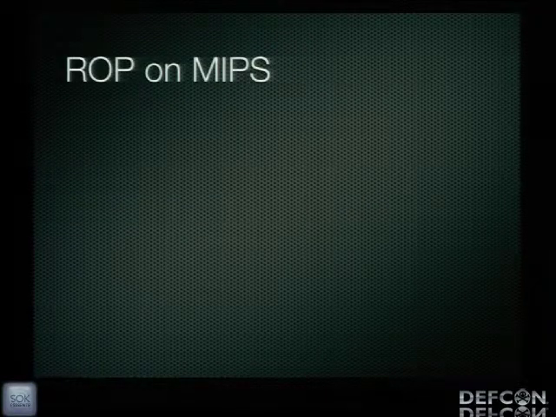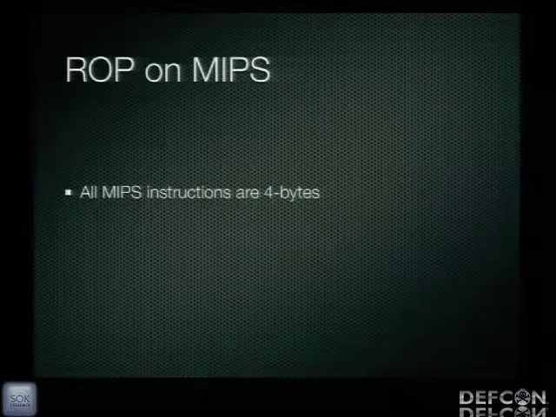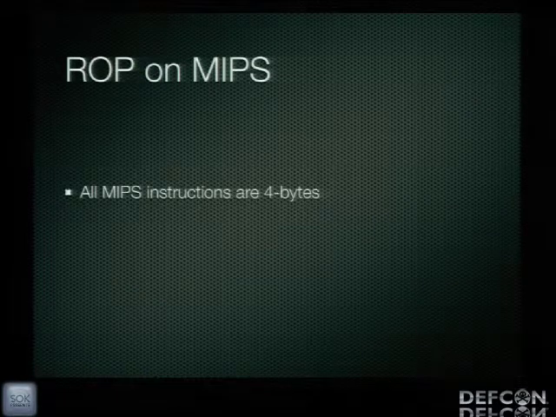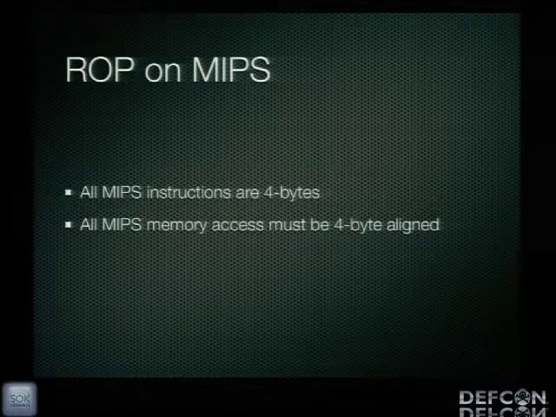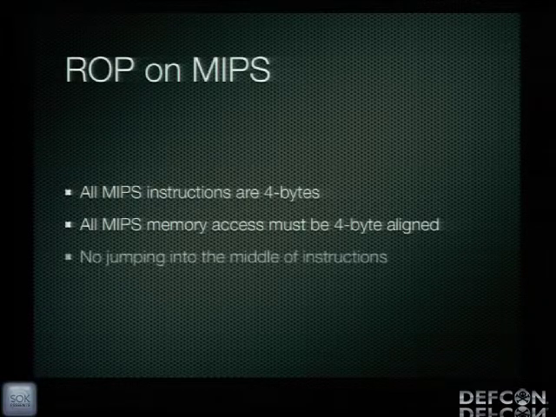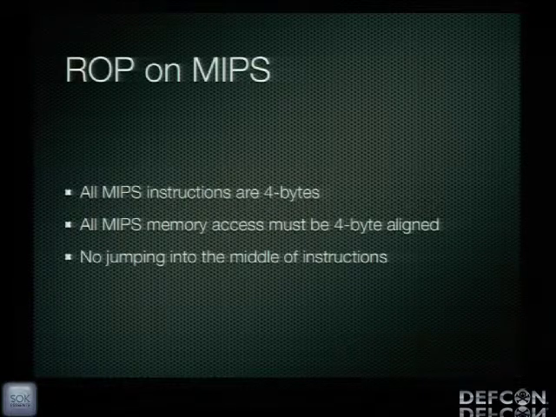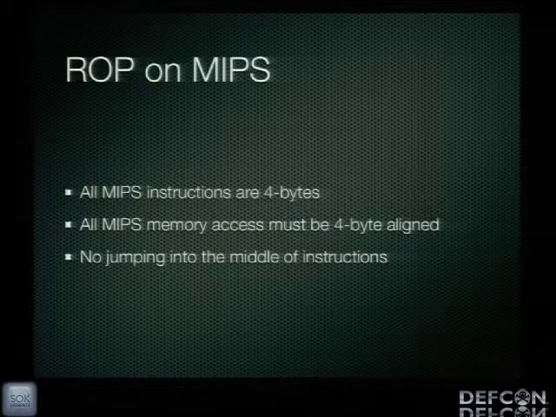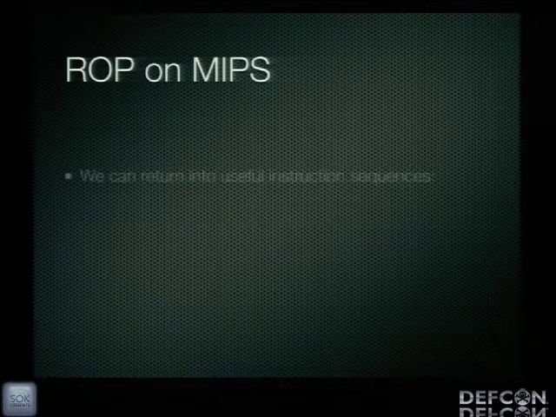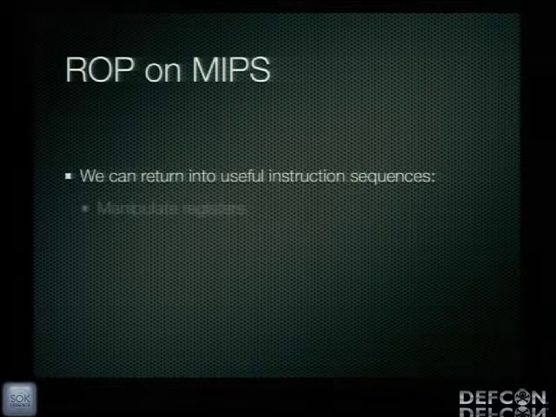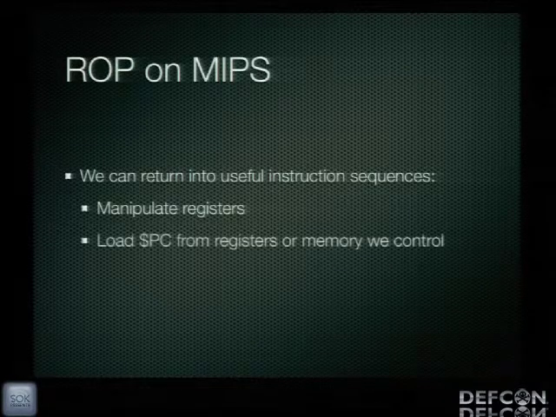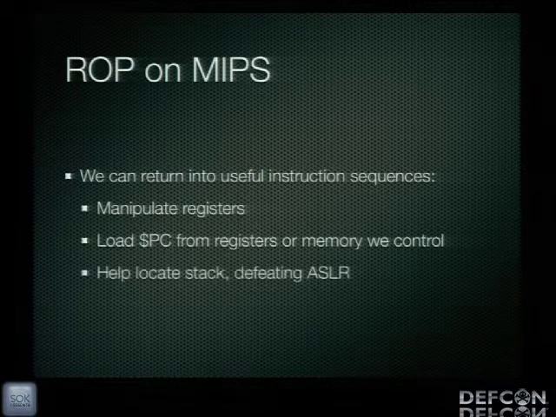So how does ROP work on MIPS? Well, the biggest challenge is the fact that all MIPS instructions are 4 bytes long, and all MIPS memory accesses are 4 byte aligned. So what this means for you is that there's no opportunity to return into the middle of an instruction and have that instruction be decoded as some other instruction. And this drastically reduces the number of ROP gadgets that you can potentially take advantage of. However, you can still find some useful ROP gadgets that do things like manipulate registers, load data that you control into the program counter, and even help you locate the stack and defeat ASLR.